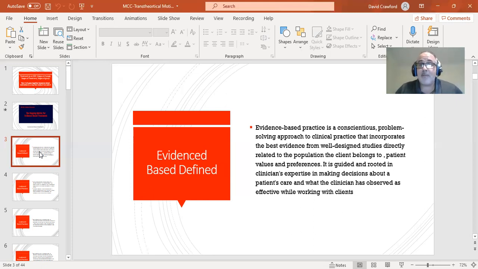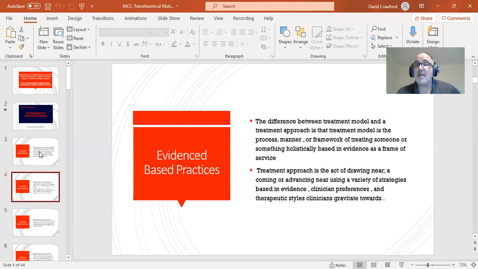All right, so let me move on. Evidence-based practice is a conscientious problem-solving approach to clinical practice that incorporates the best evidence from well-designed studies directly related to the population the client belongs to, and patient values and preferences. It is guided and rooted in the clinician's expertise in making decisions about a patient's care and what the clinician has observed is effective while working with clients. So, to summarize what I just said, I got a little ahead of myself.